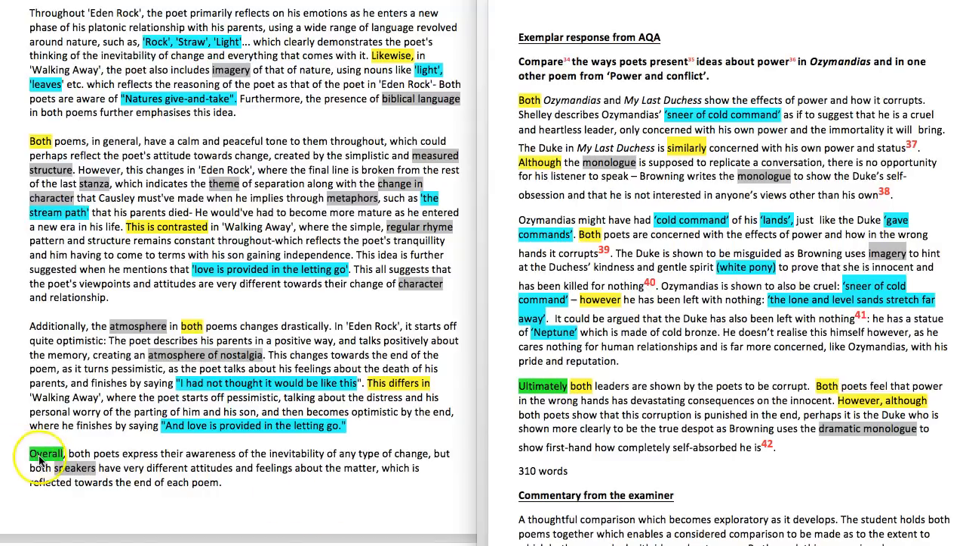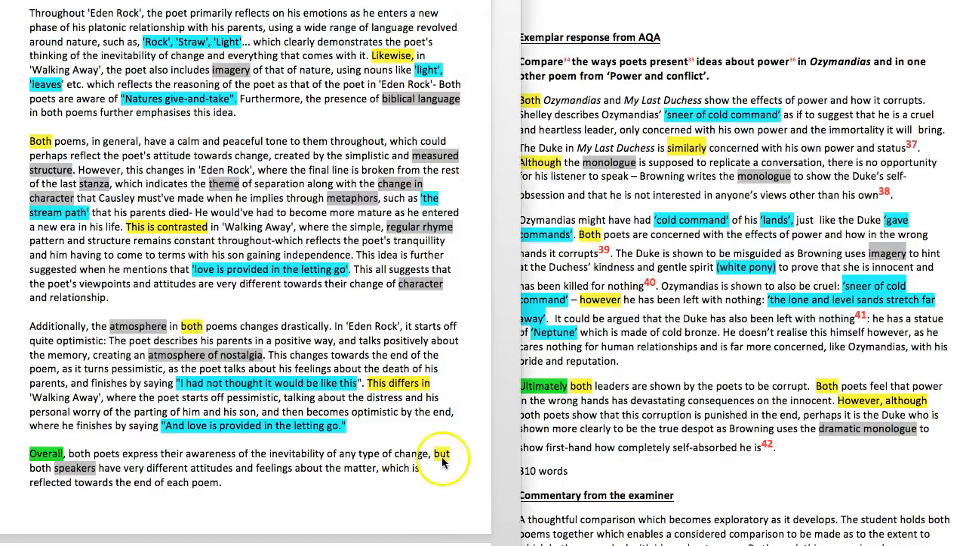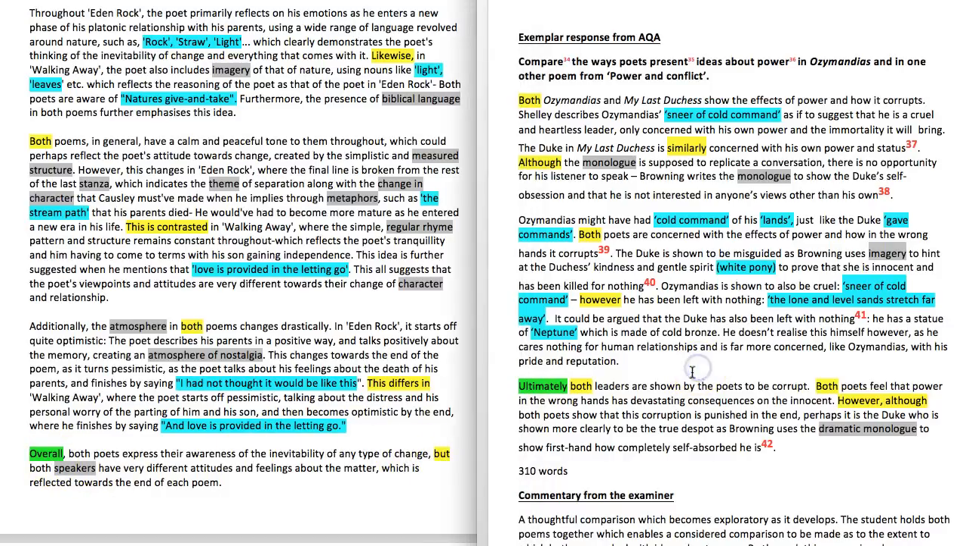So Eleanor's conclusion is this: overall, both poets express their awareness of the inevitability of any type of change, but both speakers have very different attitudes and feelings about the matter, which is reflected towards the end of the poem. So actually I should have highlighted, I'll just do that now, the word but here in your conclusion, because what Eleanor's doing is quite a sophisticated technique. She's saying that there's a similarity, but actually within that similarity there is a difference. And that's exactly what the writer does here.